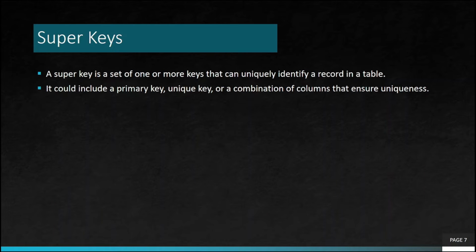You also have super keys. Your super keys are typically referred to as your primary keys, your unique key, and your foreign key. So these are keys that uniquely identify a record in a table or ensure uniqueness within that table.